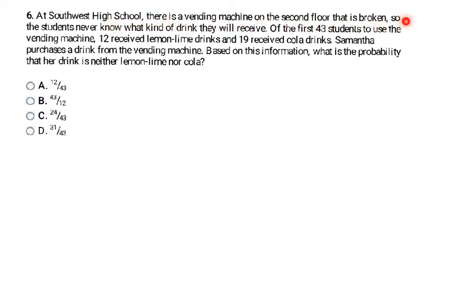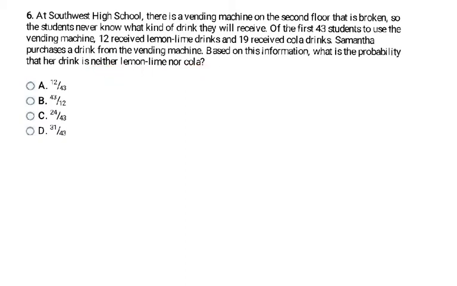This example says, at Southwest High School, there is a vending machine on the 2nd floor that is broken. So the students never know what kind of drink they will receive. Well, that would be kind of a silly situation. Of the first 43 students to use the vending machine, 12 received lemon-lime drinks and 19 received cola drinks. Samantha purchases a drink from the vending machine. Based on this information, what is the probability that her drink is neither lemon, lime, nor cola?